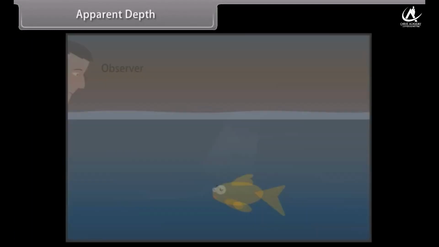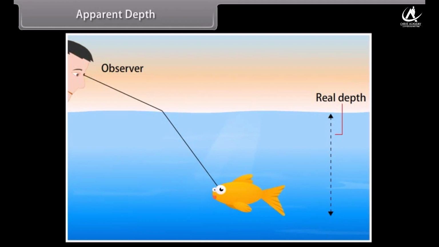Apparent depth. Due to refraction, the object in another medium, say in water, appears to be raised.